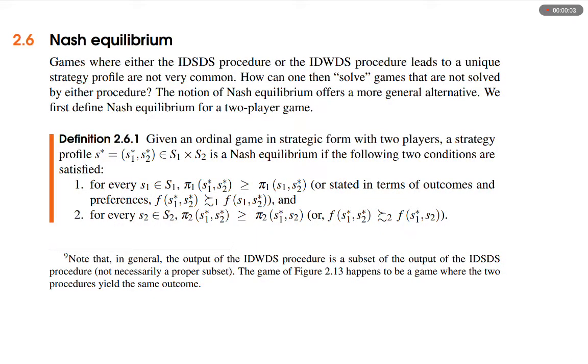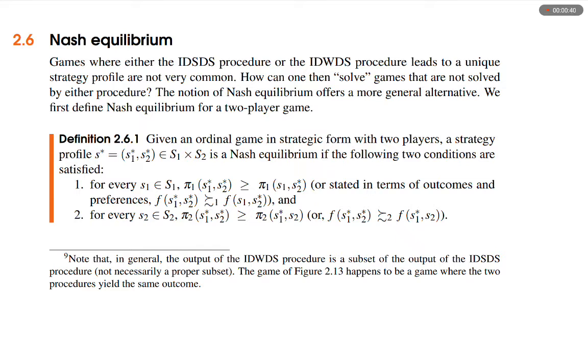2.6 Nash Equilibrium. Games that are solved by either the IDSDS procedure, iterated deletion of strictly dominated strategies, or the IDWDS procedure, iterated deletion of weakly dominated strategies, leading to a unique strategy profile, are not very common. How can one then solve games that are not solved by either procedure? The notion of Nash equilibrium offers a more general alternative. We first define Nash equilibrium for a two-player game.